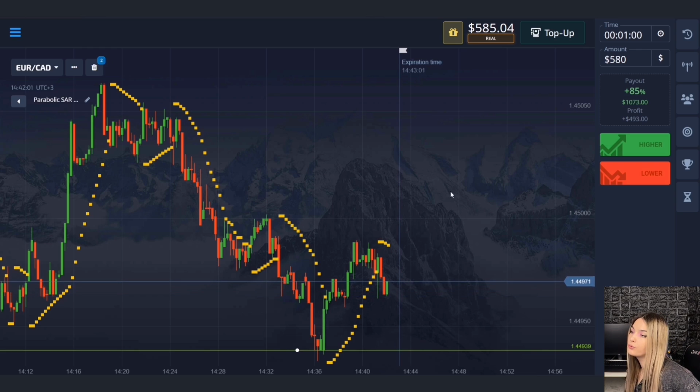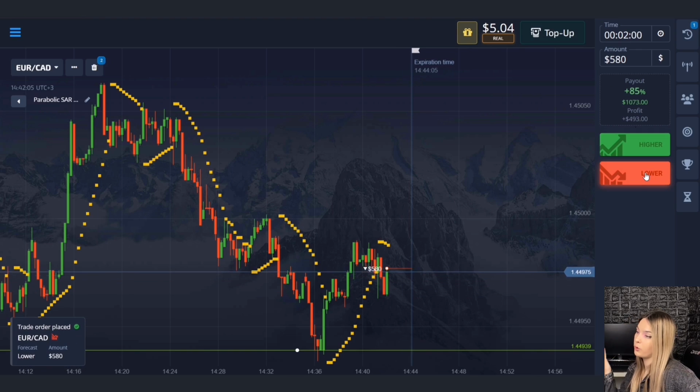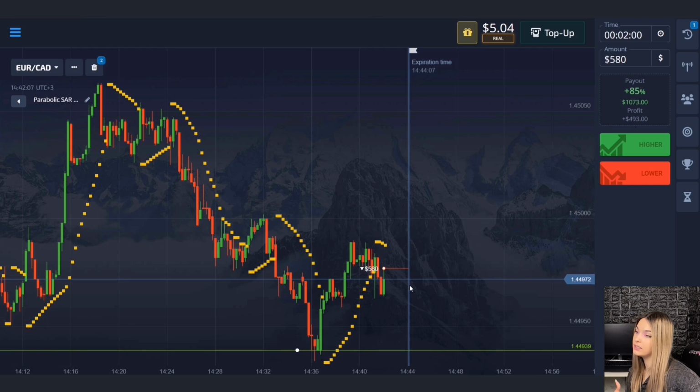We will open a deal for 2 minutes to go down because there's still a lot of space to the support level. I think that in the near future the price will continue to move to the level. 2 minutes also with a margin, taking into account possible pro trades. So guys, let's wait for the result.